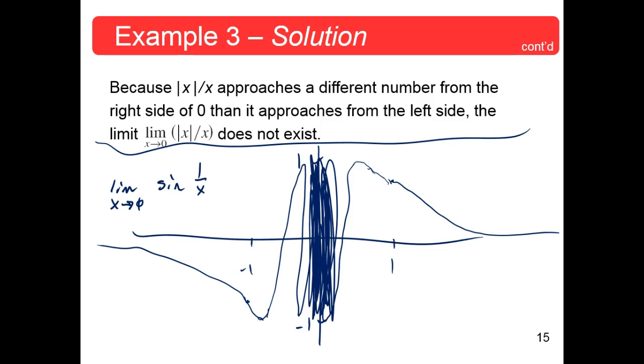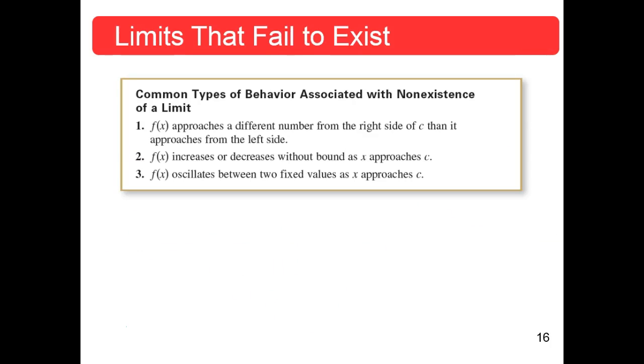All right, any questions on those? If you see an undefined form, not indeterminate form, undefined form, hang it up. There's not going to be a limit. 1/x, anything where the numerator is not 0, denominator is going to 0, that's not going to have a limit. All right, so here's the summary, kind of common types of behavior associated with non-existence of a limit.